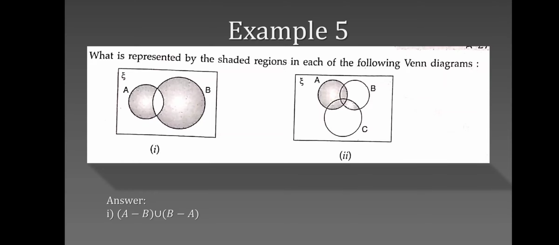Next, in the second problem, I have the whole set of A. I have this whole set of A, and together with it I have B intersection C, right? So therefore I can say this is A union B intersection C. The whole set of A and the intersection of B and C together combined. So I can say this is A union B intersection C, right? Now obviously go through it, you will be able to understand.